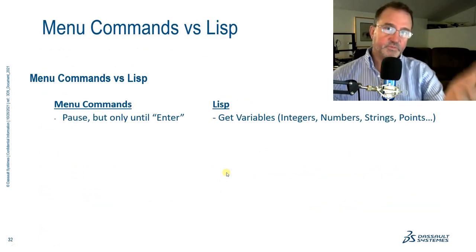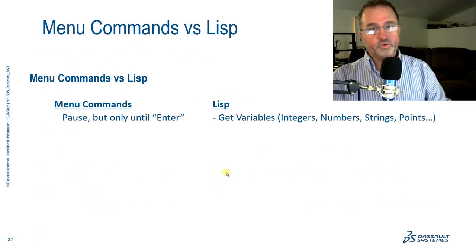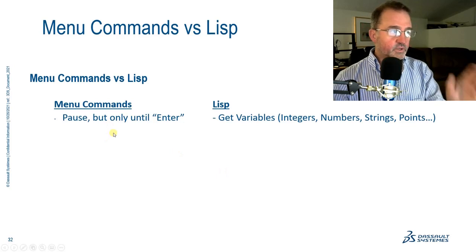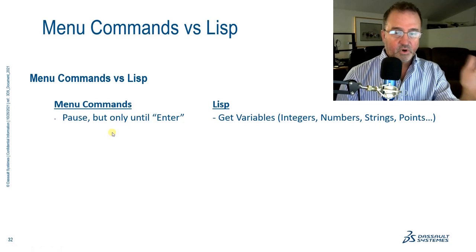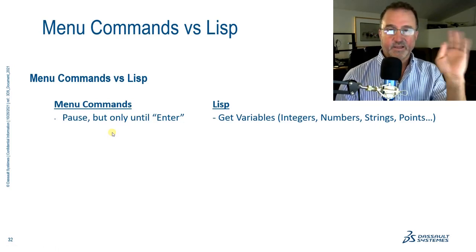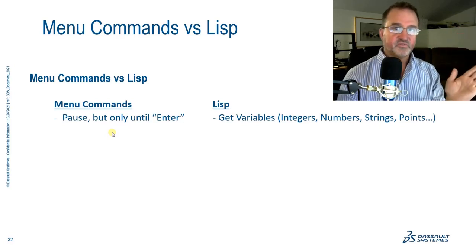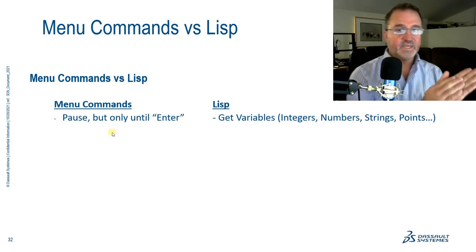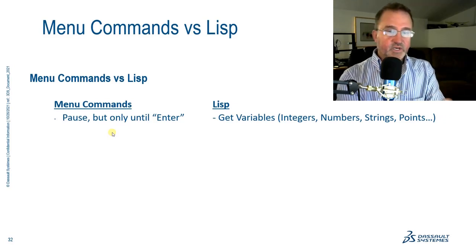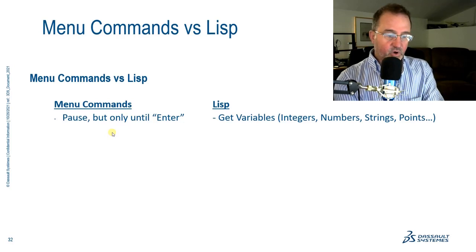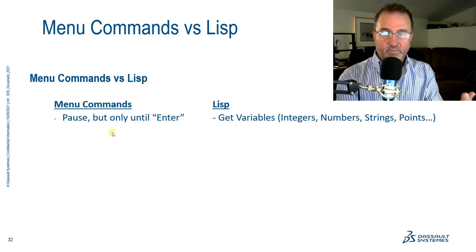So what's the difference between using a menu command or using a Lisp routine? In the menu command, we can pause, but we can only pause for that point where I'm picking or selecting. It's just a pause in the sequence of events. I really can't do anything other than that pause. In a Lisp routine, I'm using pause there, but we can actually pause within the middle of a command to grab information. I can grab data, I can grab variables, I can grab numbers, I can grab strings.